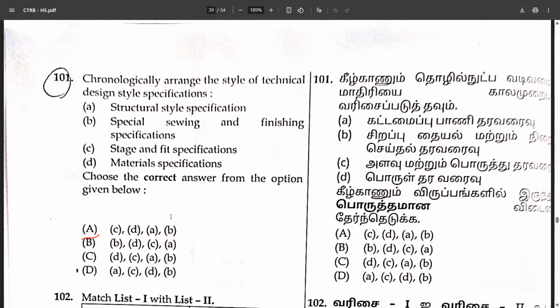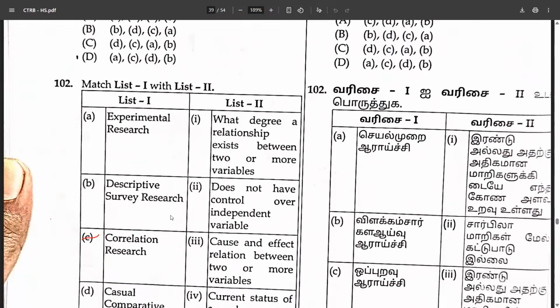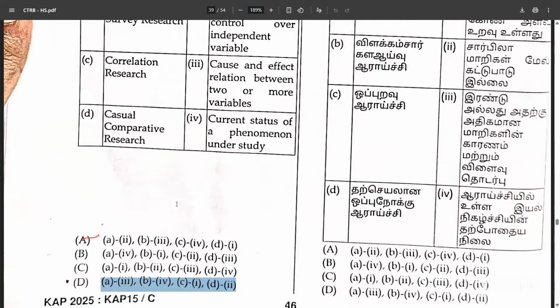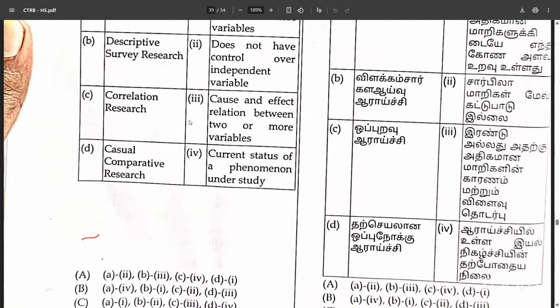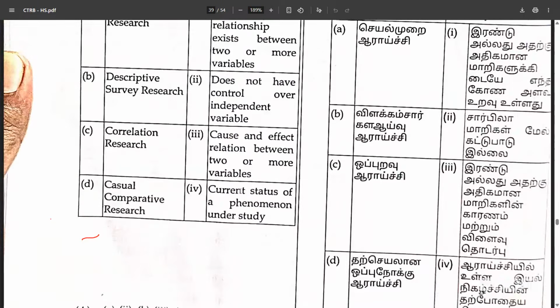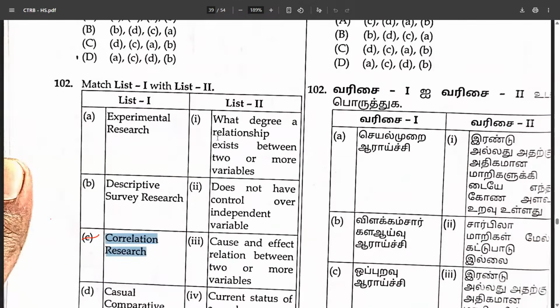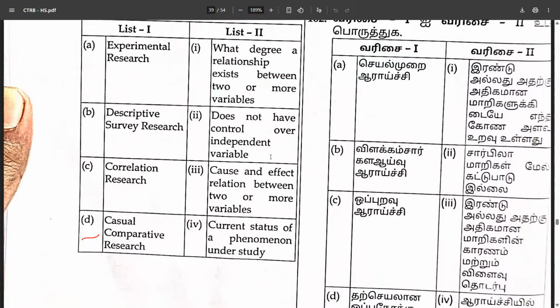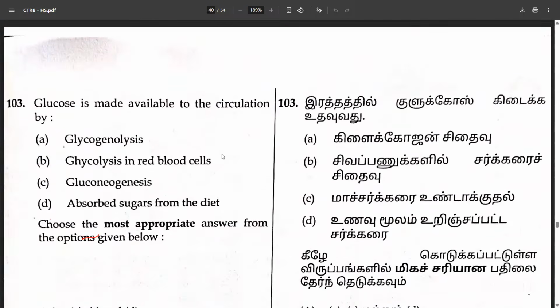Next question 101. You have to match the research type with the description. Here D will be the correct answer, which means experimental research will be matched with cause and effect relationship between two or more variables. Descriptive will be matched with the current status of phenomena under study. Correlational will be matched with what degree of relationship exists between two or more variables, and causal will be matched with does not have control over independent variable.